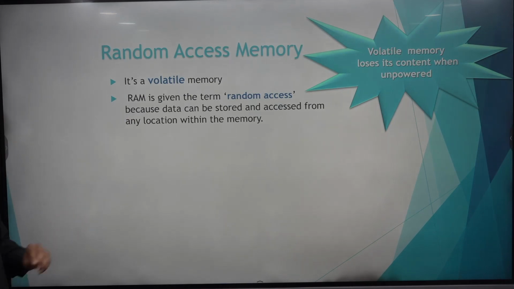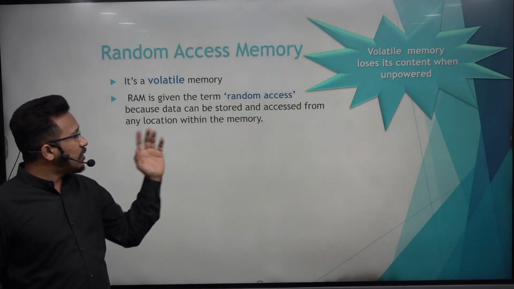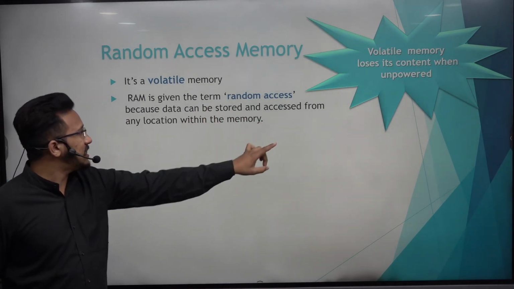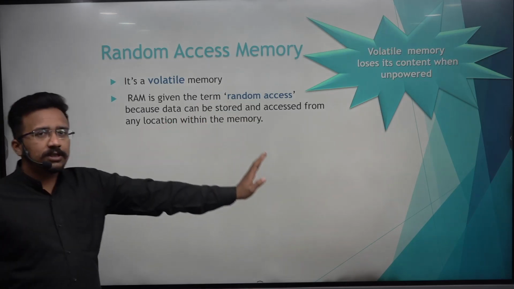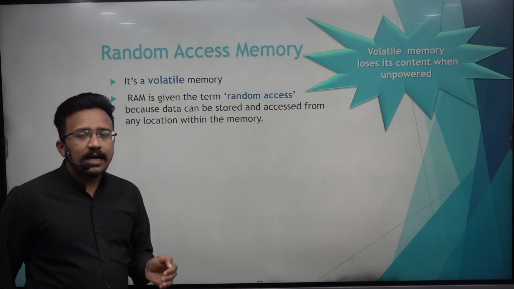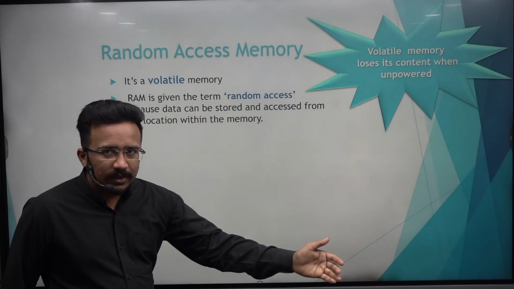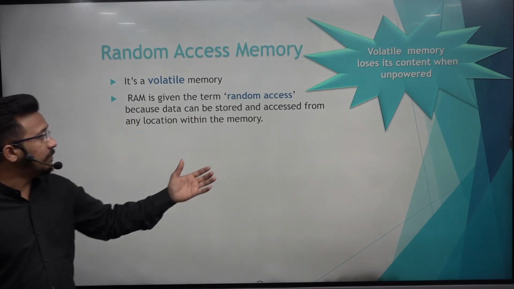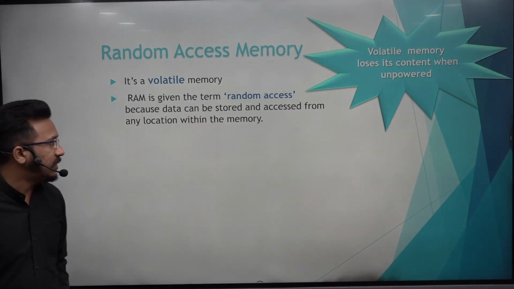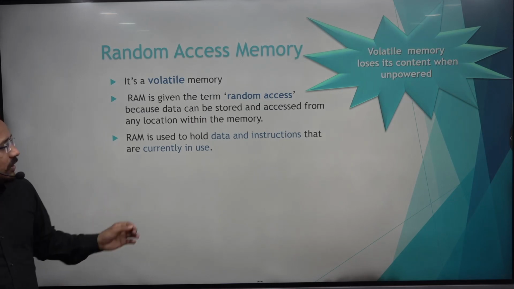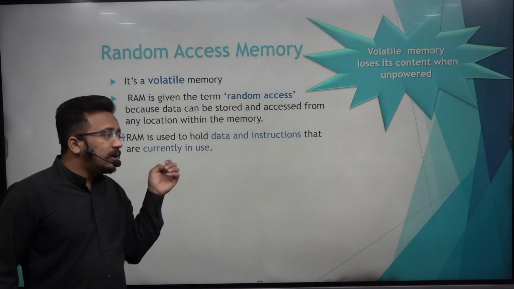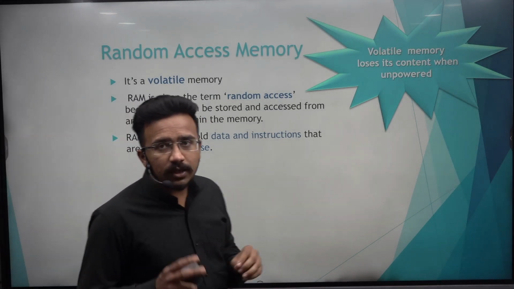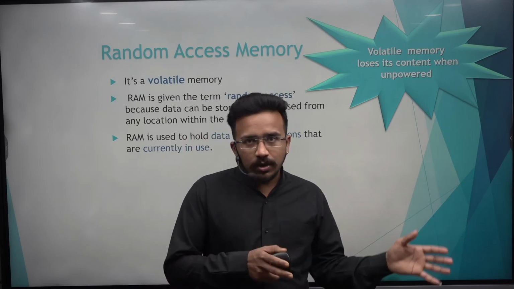RAM is given the term random access because the data can be stored and accessed from any location within the memory. Hence, it is known as random access memory. Okay, as per the name, you can simply remember what it means. RAM is used to hold the data and instructions that are currently in use. Whatever program we are running, that will be running on what? RAM.